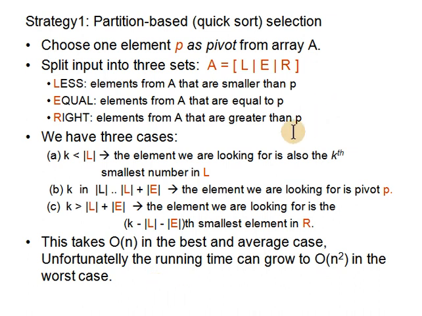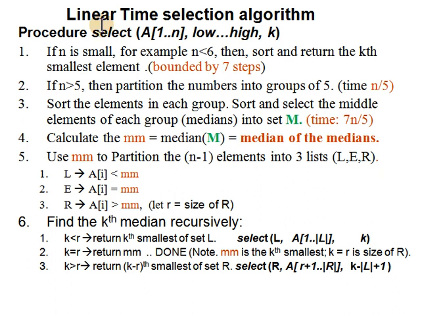Okay, so we'll make it still better, to finish in linear time. The linear time selection algorithm is a procedure called select. The first input is an array 1 to n, and the two boundaries, the low and the high, and the kth element we want. First, if n is small, say less than 6, then we can just sort the whole array in a few steps.